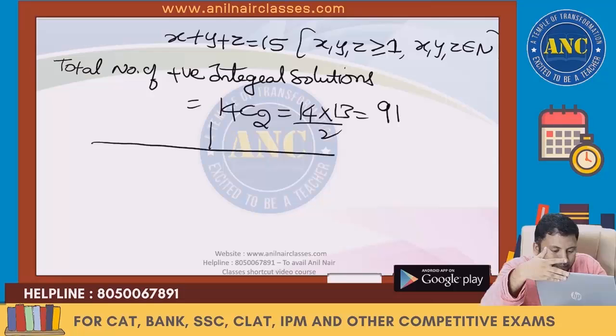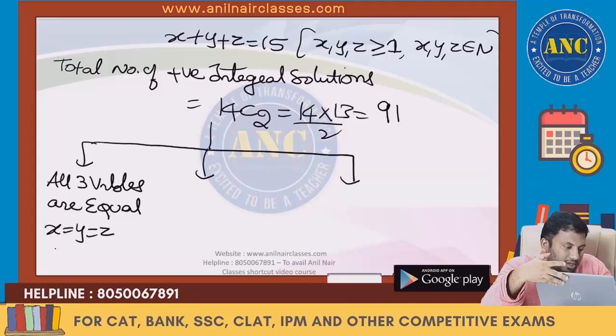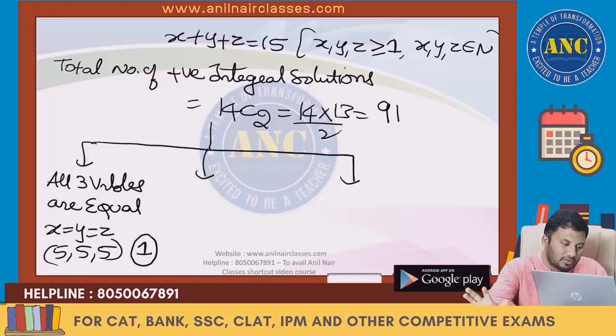In that, there are three cases. All the three variables are equal. If all the three variables are equal, x equivalent to y equivalent to z, so the answer is 5, 5, 5, which is nothing but one case.